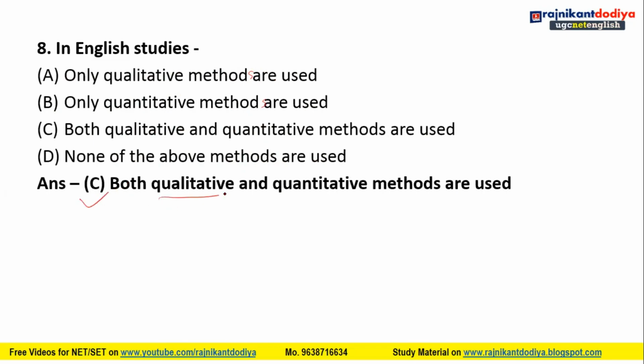Both qualitative and quantitative methods are used in English studies, because in qualitative aspect we will go for the texts, criticism works, okay, and so many historical books. And in quantitative we are going for the data available in numbers. That's why it is qualitative as well as quantitative. It will need both the methods.